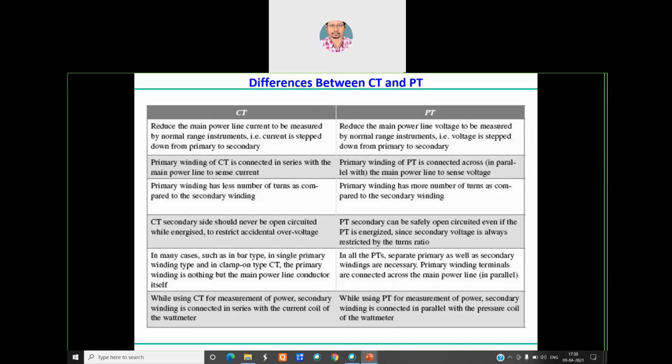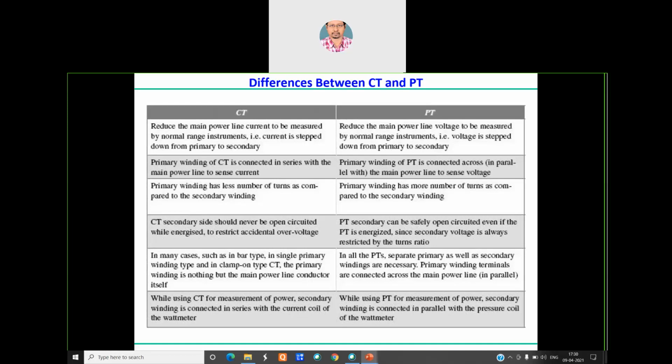While you are using a CT for the measurement of power, that means using the CT as a current coil, the secondary winding is connected in series with the current coil of the wattmeter. Whereas while you are using a PT for the measurement of power as a potential coil, the secondary winding is connected in parallel, obviously, with the pressure coil of the wattmeter.